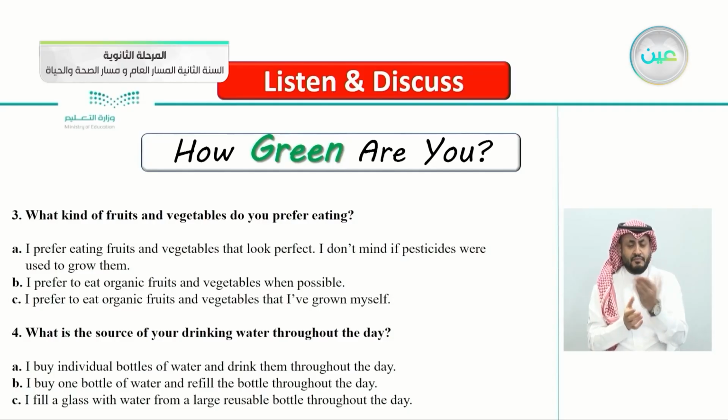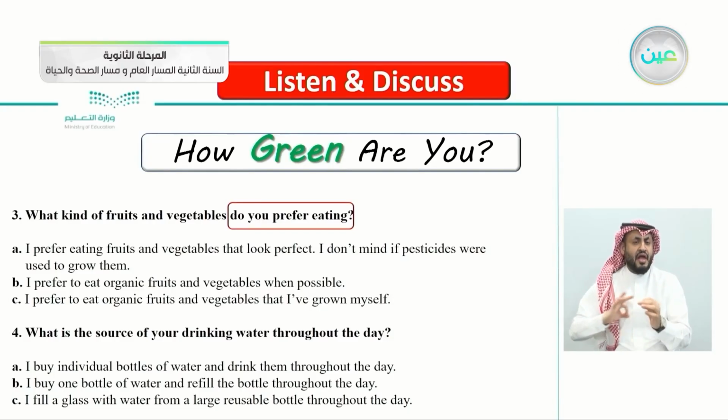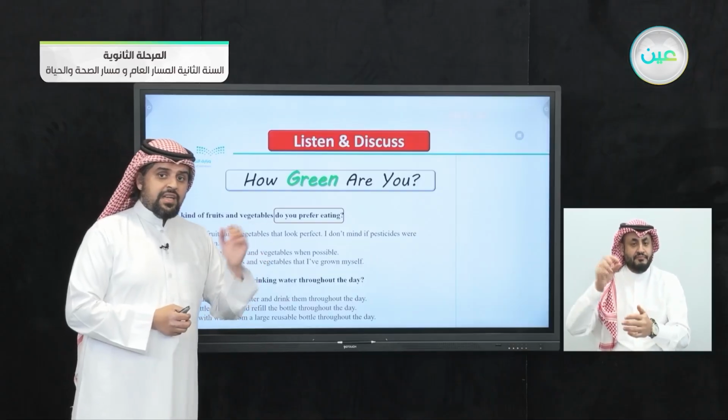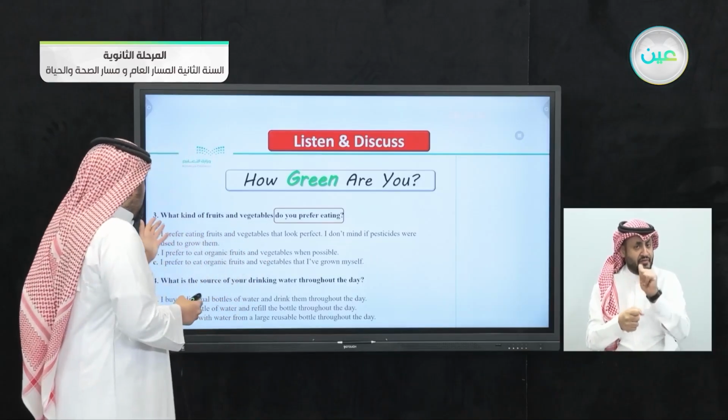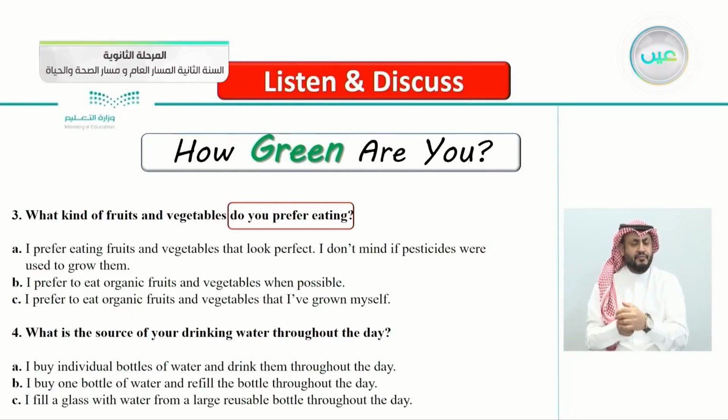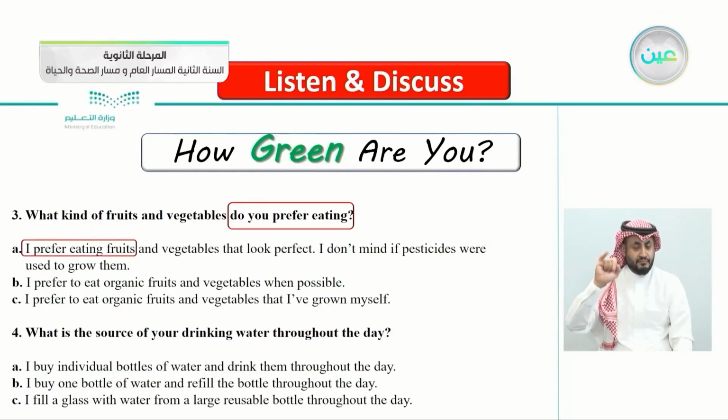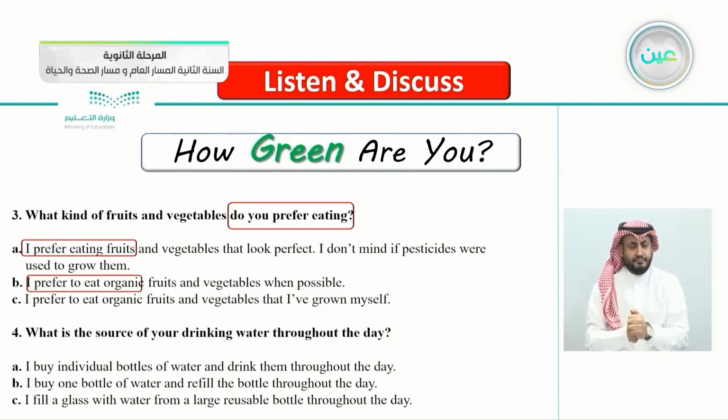So let's check the answer here together. What kind of fruits and vegetables do you prefer eating? So the verb here is prefer. What comes after prefer, the ing form, is a gerund. It's a noun. It's not a verb. Also here, I prefer eating fruits. It's the same verb actually, prefer and prefer, also eating and eating. Also here, I prefer to eat.